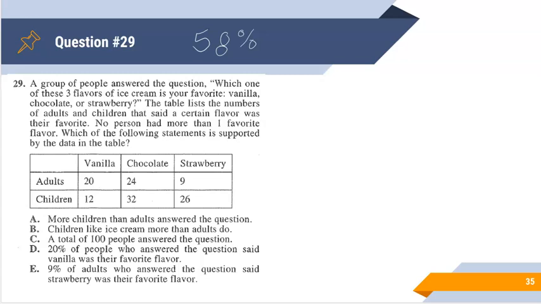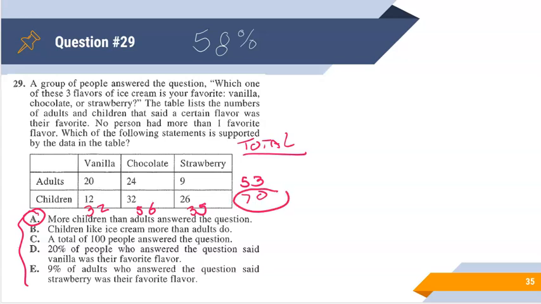Okay, question number 29. Now, we're trying to figure out which of these would be true, right? It's helpful to figure out some total amounts here. So if I add these up across, I know there's 53 adults and 70 children. And then there's also 32 vanilla, 56 chocolate, 35 strawberry. Of all these choices, A is the only one that is supported by the data, right? There were more children than adults that answered the question.